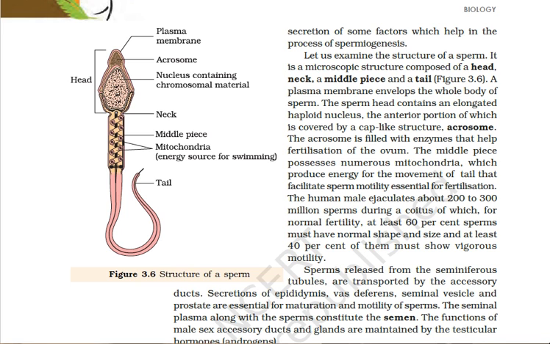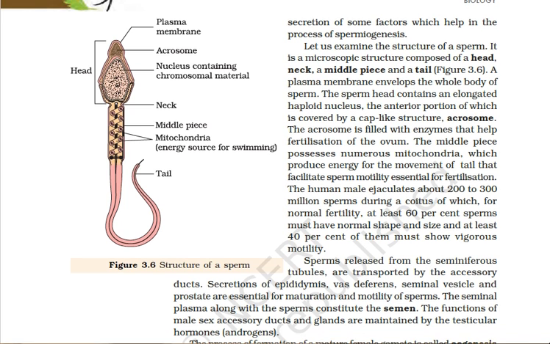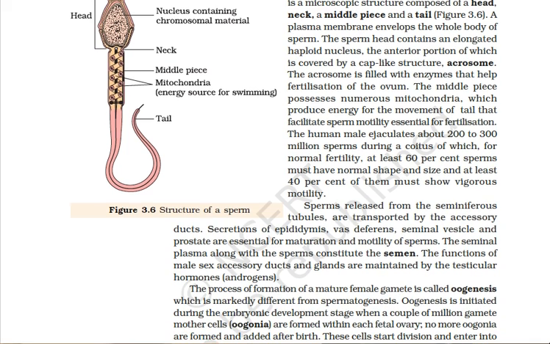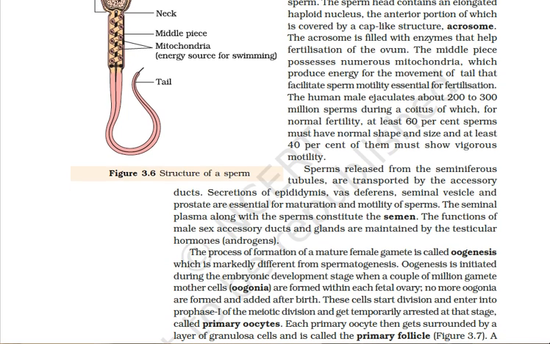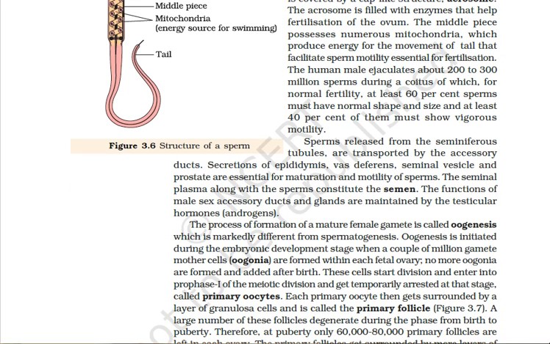Now we move on to the next topic, oogenesis. By the process of spermatogenesis there is formation of sperm, and by the process of oogenesis there will be formation of the egg.